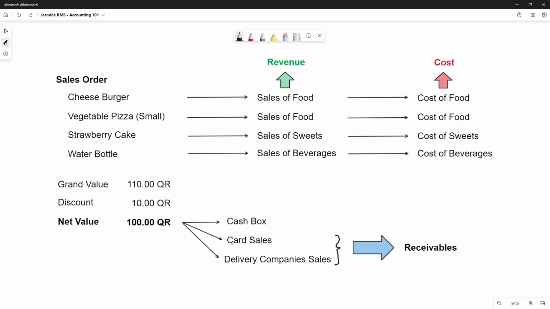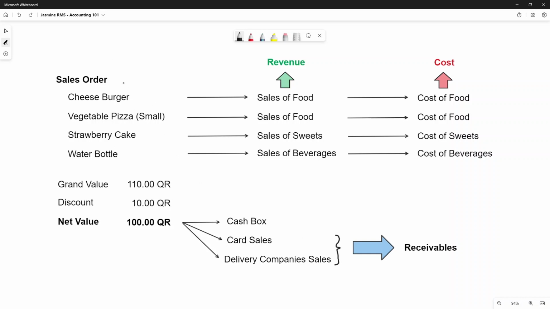I will receive the money if it is a debit card maybe the next day, or after, according to the bank. If it is a credit card, maybe it will take 2 or 3 days to hit our account. So it will come to our receivables accounts. If it is sales by delivery companies like Talabat, Careem, Uber Eats, it will come to delivery companies' sales receivables, and we might get the money after 1 week, after 2 weeks, or at the beginning of the next month, as per the contract between us and this delivery company.